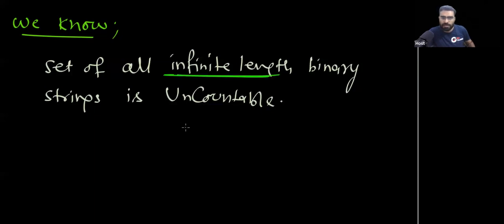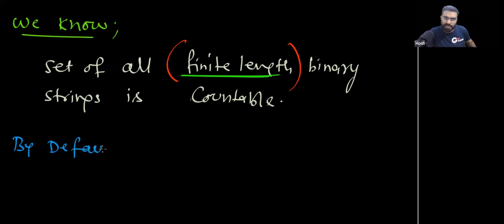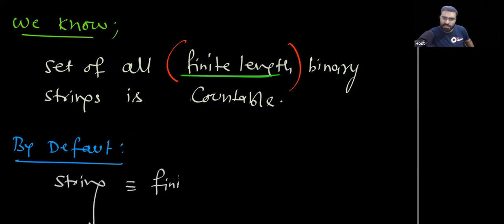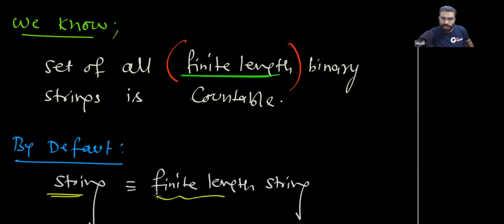But remember, the set of all finite length binary strings, and by default a string has finite length, is countable. Remember this point: by default, if I say string, then that automatically means finite length strings.